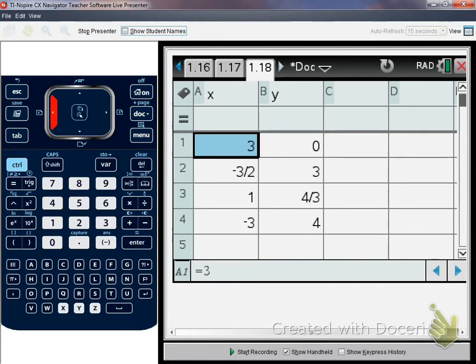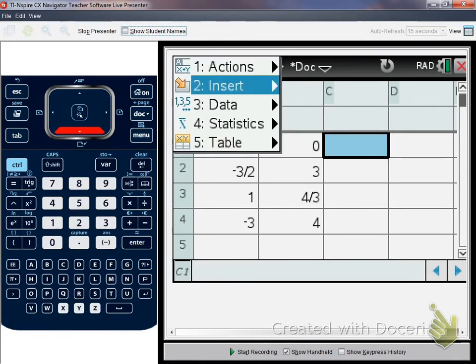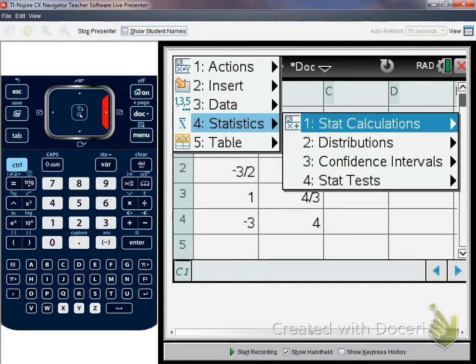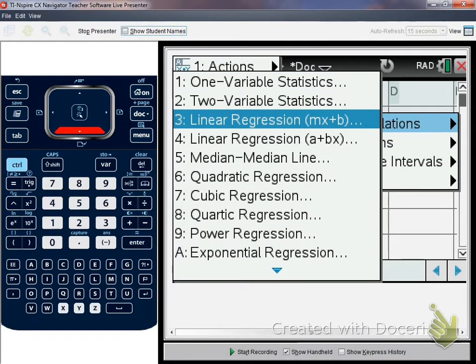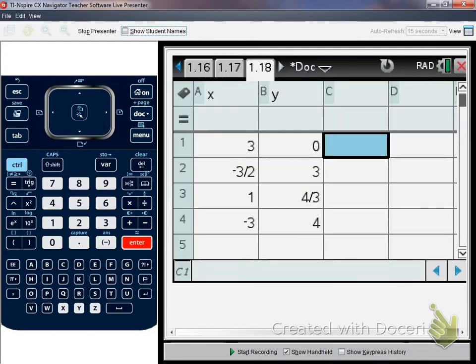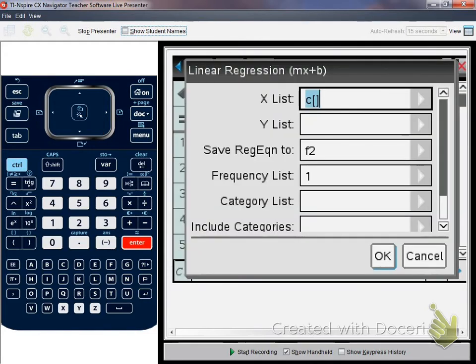So after you get them all filled in there, you're going to go to your table, and what we're going to do is press menu, and we want to do statistics. We want to do a stat calculation, and we want to calculate the linear regression. We're finding the y equals mx plus b. And whenever you put that in, we're going to put column x for our x list, and we're going to put y for our y list, and then we're going to press OK. Or you can press enter.